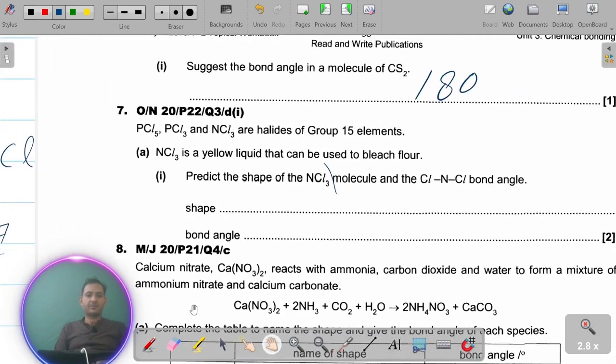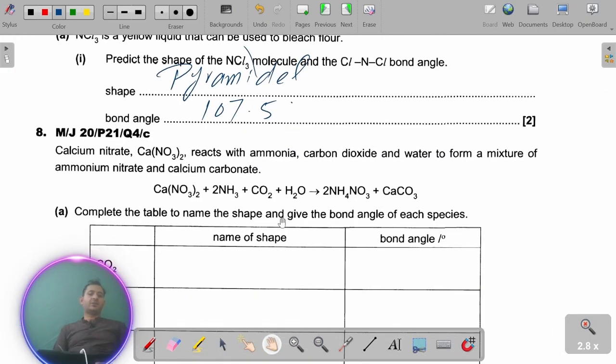So what is the shape? Pyramidal. And the bond angle is 107. I think 107 or 107.5, please check the marking scheme. Now calcium nitrate reacts with ammonia, carbon dioxide and water to form a mixture of ammonium nitrates.